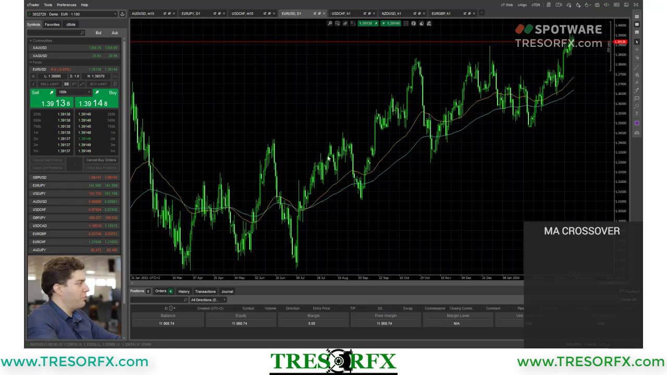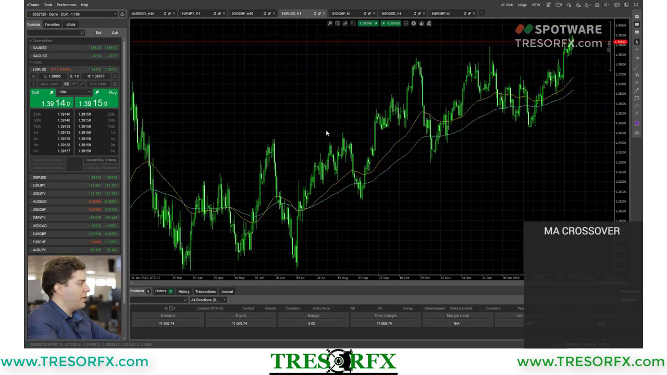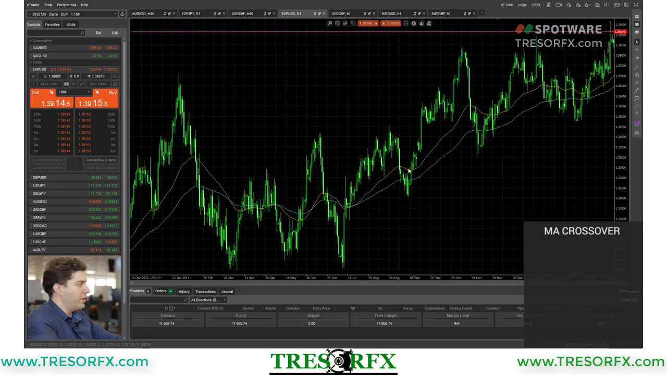So let's go to cTrader and I'm going to show you what I mean. We have here a daily chart of EUR/USD. We also have an uptrend here. So when trading the moving average crossover, what you're supposed to do is have two moving averages plotted, a slow moving average and a fast moving average.